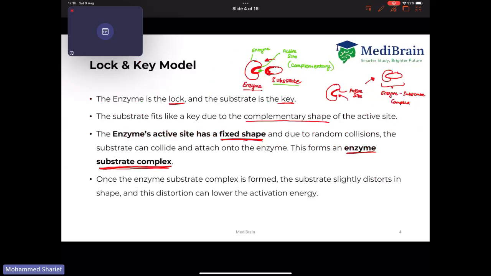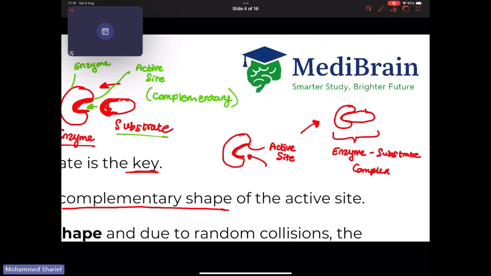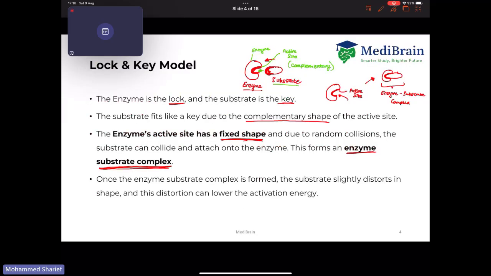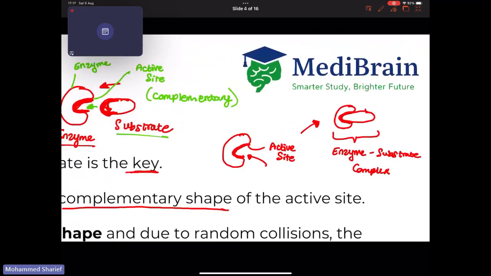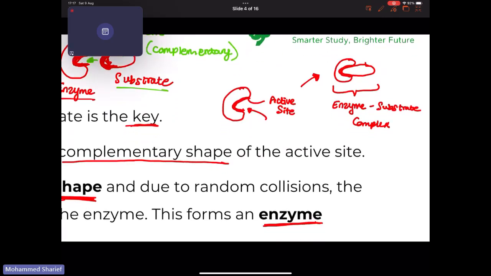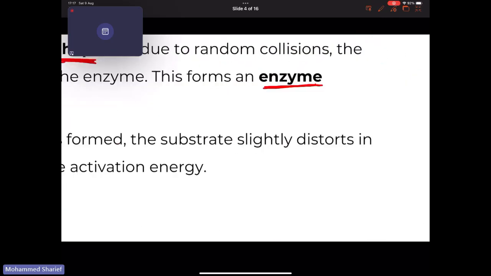Just learn that phrase. So once the enzyme substrate complex is formed, the substrate slightly distorts in shape, and this distortion can lower the activation energy. So what's actually happening is once we form this, the active site from the enzyme is going to put in some energy to break the substrate into pieces. It's going to distort the shape of this substrate. And you're going to eventually, I'm running out of space, I'll draw it down here.